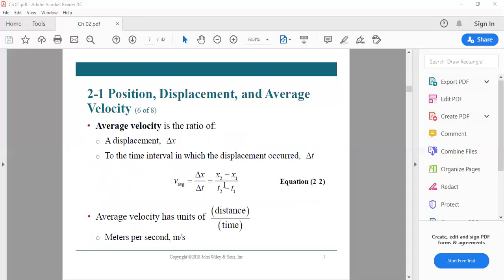Okay, average velocity is going to be the ratio of a displacement, or the change in x, delta x, to the time interval in which the displacement occurred, or delta t. So your average velocity is going to be the change in x over the change in t, x2 minus x1 over t2 minus t1. So the average velocity has units of distance over time. Generally, you're going to see meters per second.